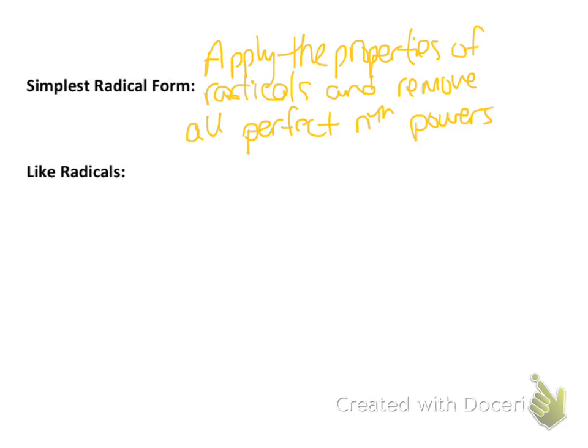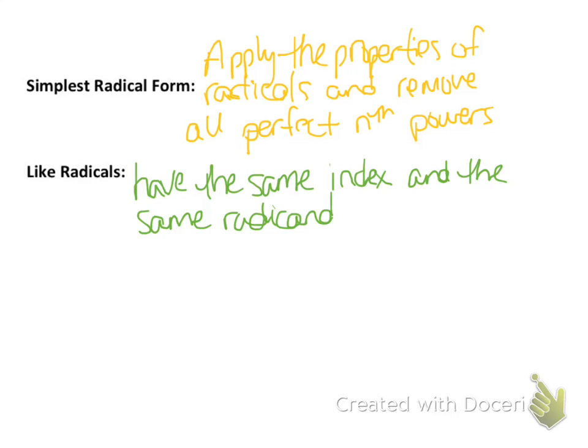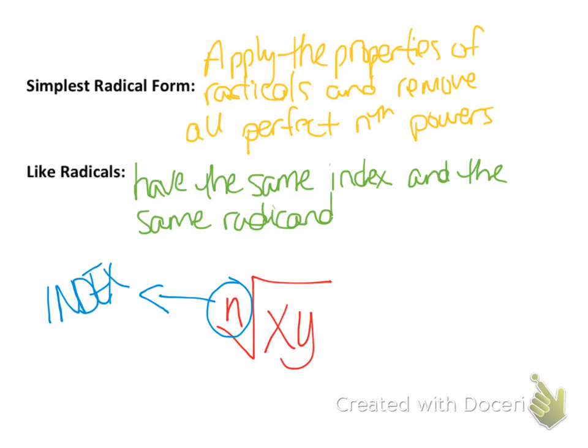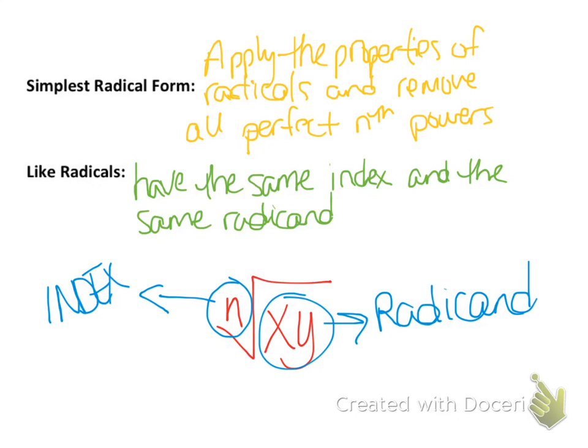Simplest radical form means to apply all the properties of radicals and remove all perfect nth powers. Like radicals means that radicals have the same index and the same radicand. And so what do those mean? Well, if I have the nth root of xy, n is the index, and whatever's inside the radical is the radicand.